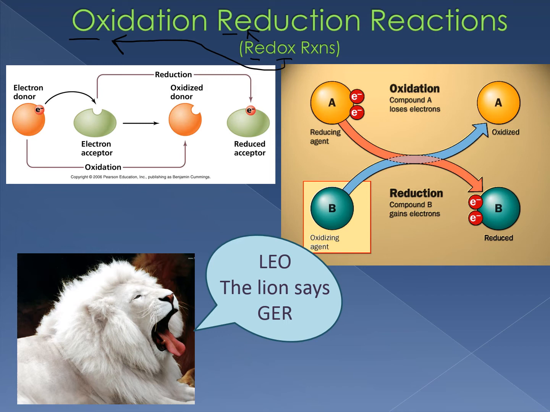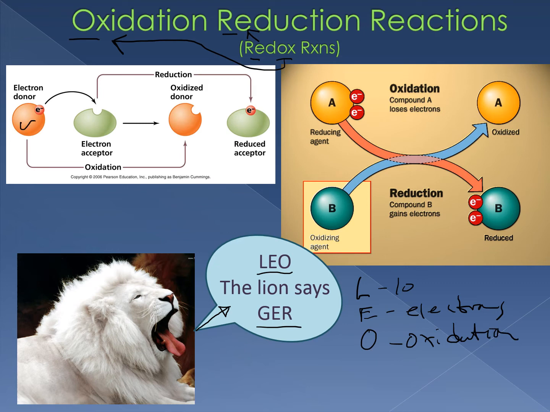So here's how you remember it, and I promise you it'll make it a lot easier if you actually do remember this. Leo goes grr. Leo, the lion says, grr. So losing, L stands for losing, and then E stands for electron. Sorry, my writing with my mouse isn't very good. Is oxidation.